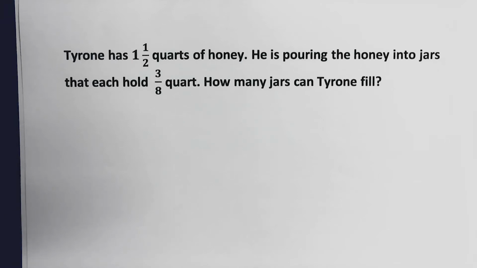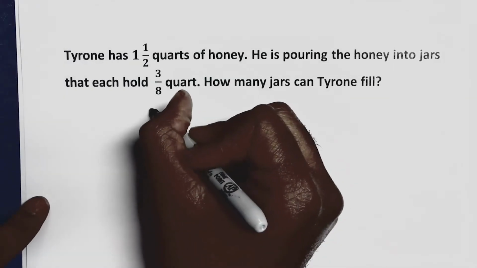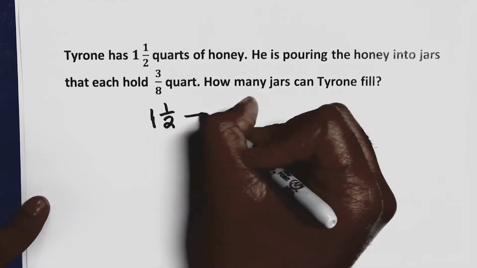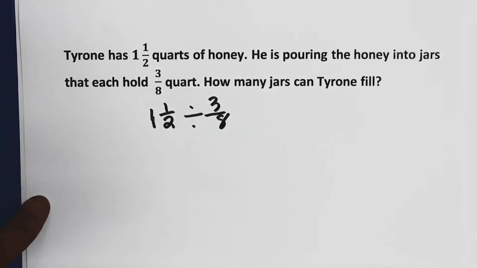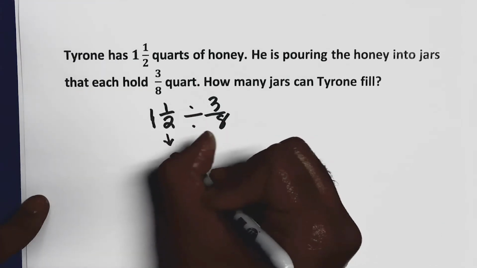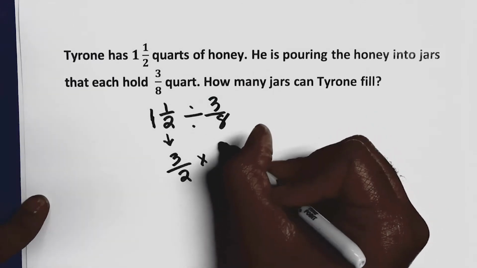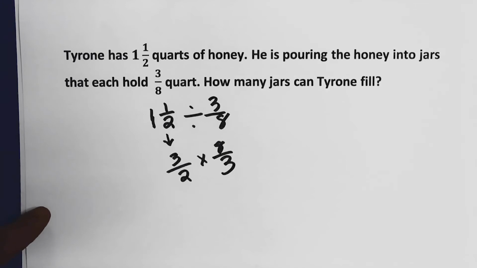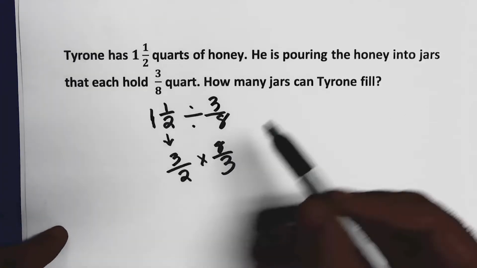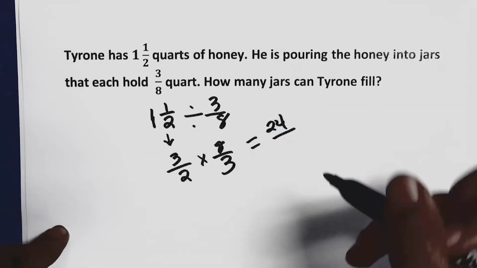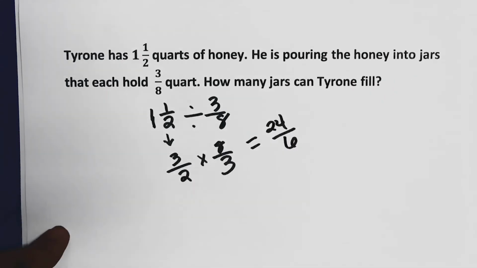Let's start by trying to use multiplication to solve this problem. Then we'll draw a model to make connections. So I know my problem is 1.5 quarts divided by 3/8. To divide, we're going to multiply by the reciprocal. So let's first change 1.5 to an improper fraction, which is 3/2. Then I'm going to multiply by the reciprocal of this, which is 8/3. Now I can apply the rules of multiplying fractions by doing 3 times 8 as my numerators, which is going to give me 24. Then I can do 2 times 3, which is going to give me 6. That simplifies to 4. So Tyrone can fill 4 jars of honey.